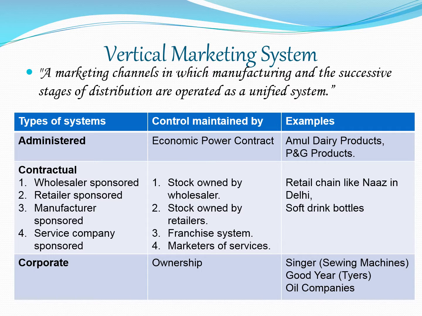The control is maintained by stock owned by the wholesaler in case of wholesaler sponsored, and stock owned by retailers in case of retailer sponsored. Manufacturer sponsored includes the franchisee systems, whereas the marketers of services is an example of service company sponsored. The corporate type of systems involves control maintained by ownership, like Singer sewing machines, Goodyear tires, oil companies, and many more.